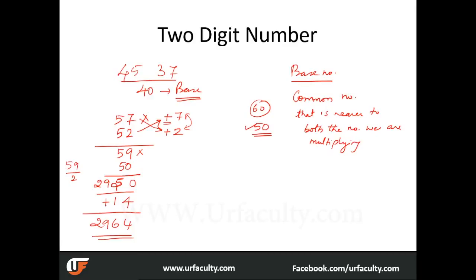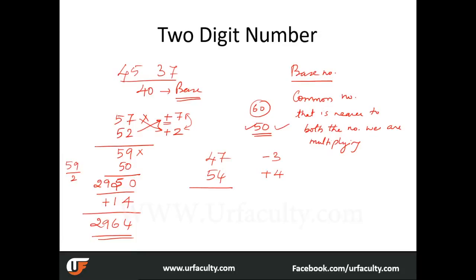Now let's take another example. Okay, 47 into 54. Okay, so what is the difference here? The base is 50 again. What is the difference here? Minus 3 and plus 4. All right.